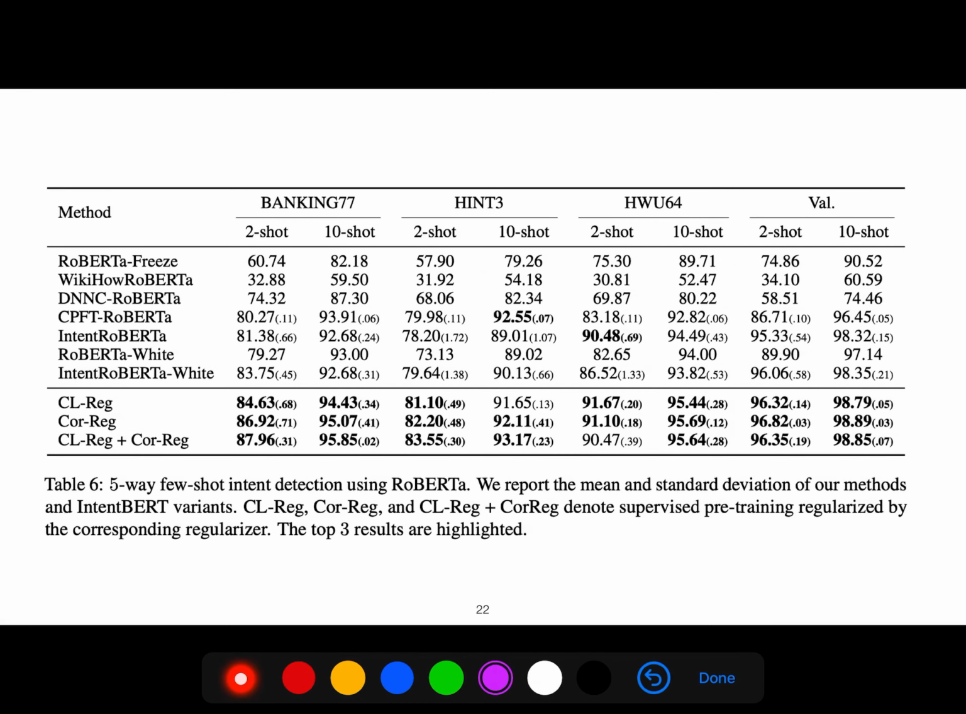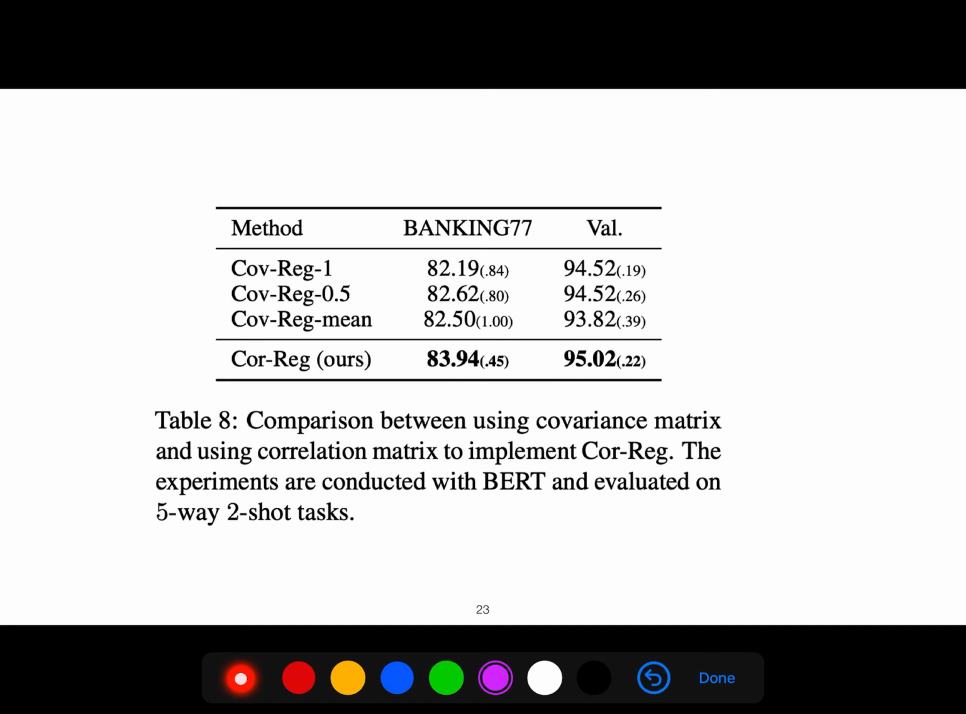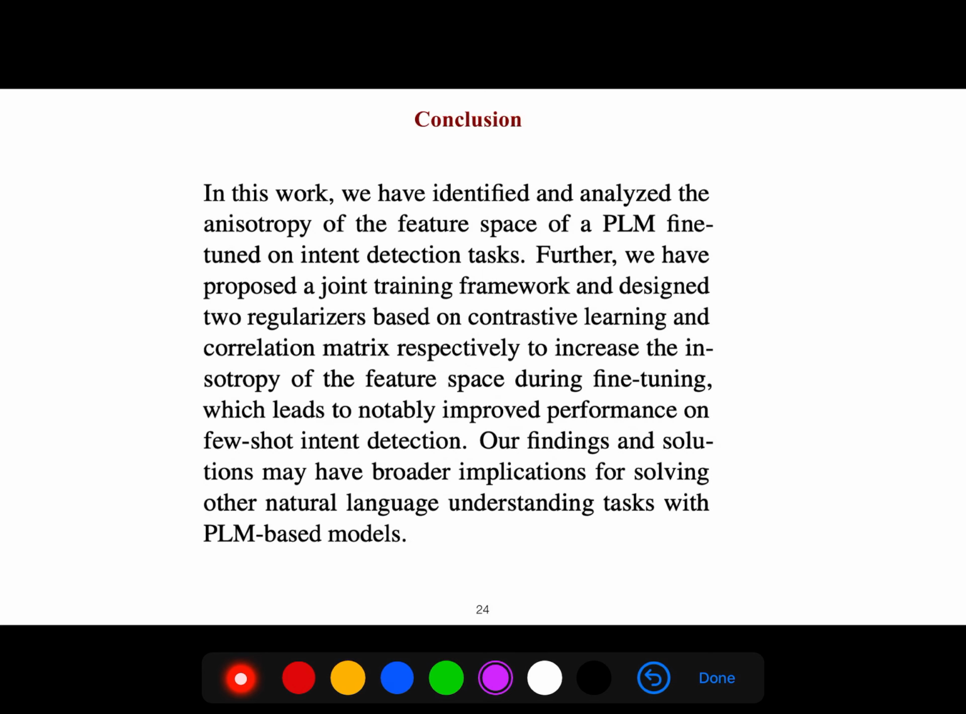And for different methods, for example, you can compare RoBERTa and you can do whitening over that, or you can freeze with RoBERTa. There are different combinations. This is the comparison between using the covariance matrix and using the correlation matrix. Because there is only a slight difference, you can use either the correlation matrix or the covariance matrix.